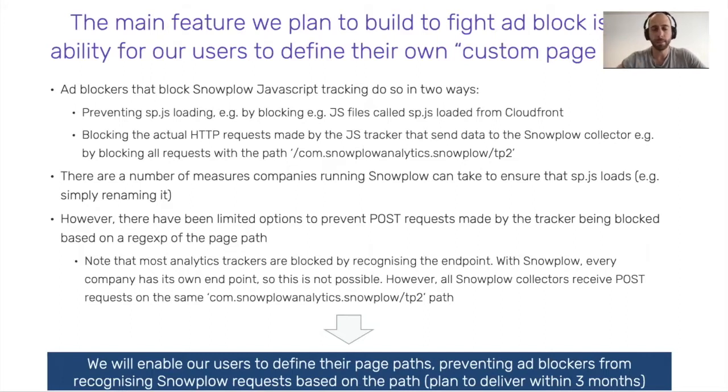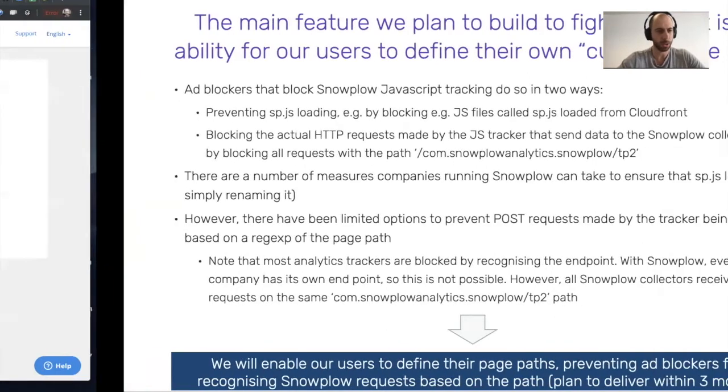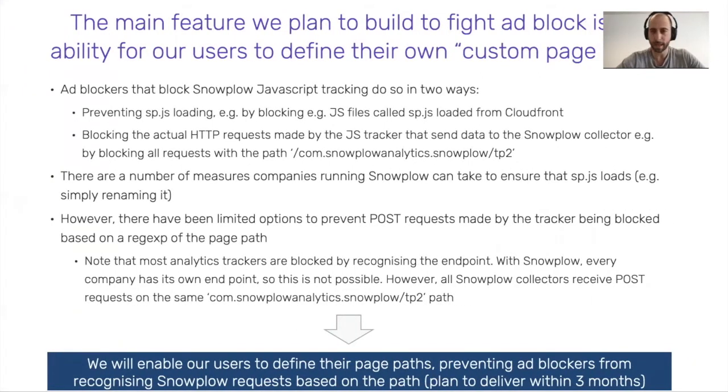You might just pick a random path, and then you'll configure your JavaScript tracker to send data to that path. And then, because every different Snowplow user in the world will be sending data to a different path, that will no longer be a way that ad blockers can use to recognize HTTP requests generated by Snowplow trackers and block those requests. I hope I've explained that reasonably clearly. If I haven't, please do ask a question, and we can go into that in more detail. I can try and explain it again.